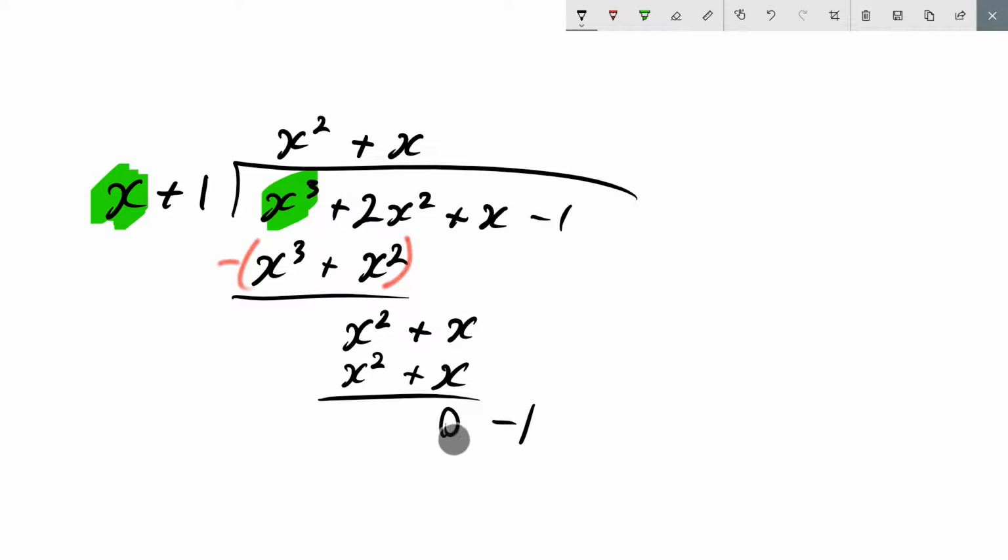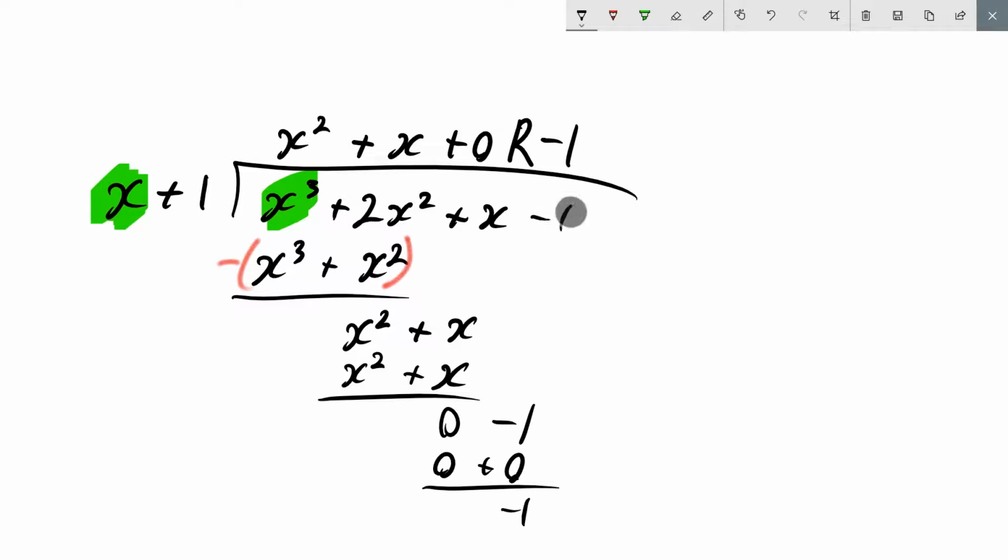Now I have 0x terms. I can times by 0. I have 0 plus 0. Subtract that, and I still get minus 1. Now notice that I didn't need to do that bit. I could have stopped here and said the remainder was minus 1. But following through the process confirms that there is no constant term and the remainder is indeed minus 1.